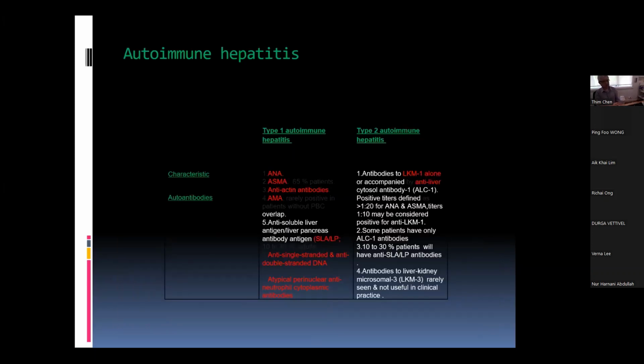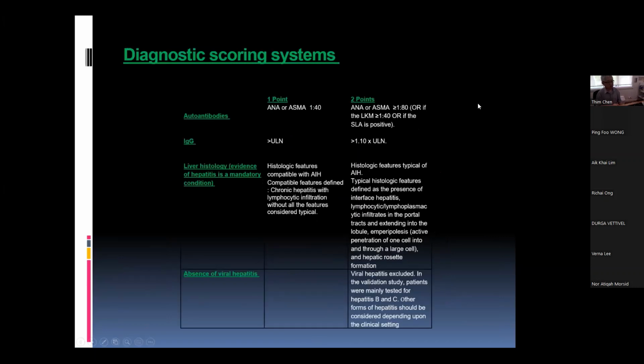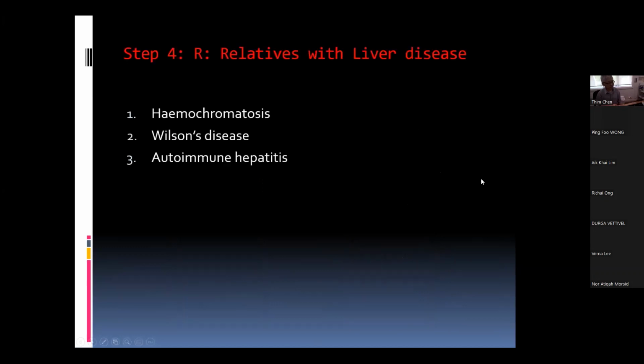I'm going to talk about the herbal and drug causes later, but this is autoimmune, which I diagnosed in one patient, very rare. She came with cirrhosis, and I used this criteria, a point system, but I still needed a liver biopsy, which is very painful. I diagnosed that she has autoimmune liver disease.